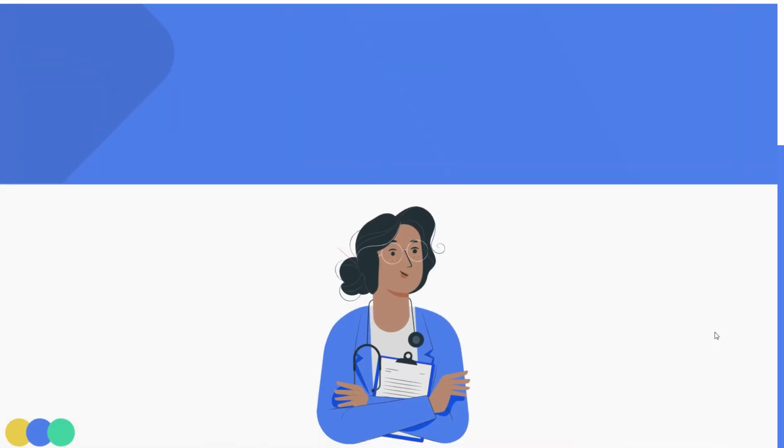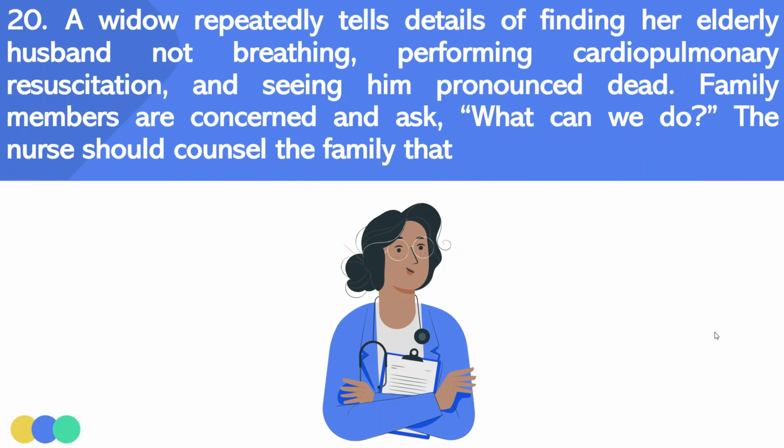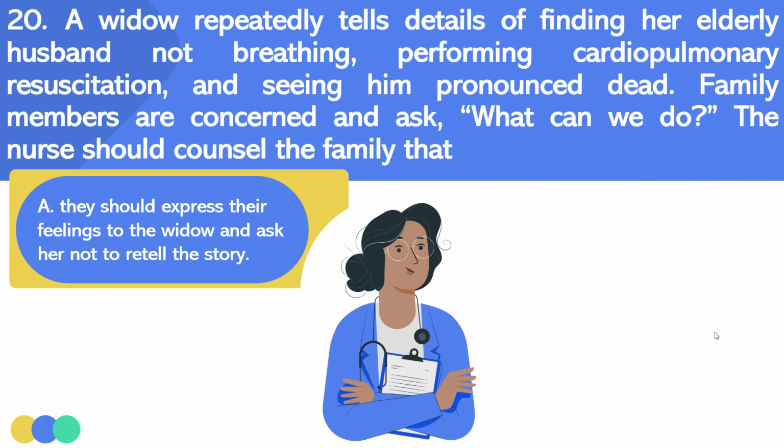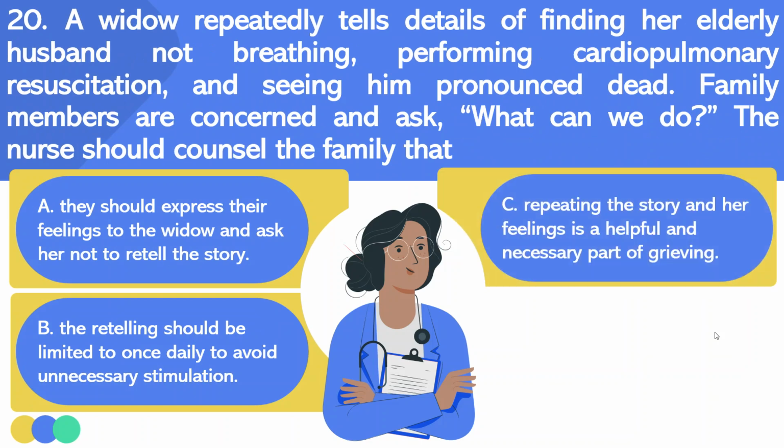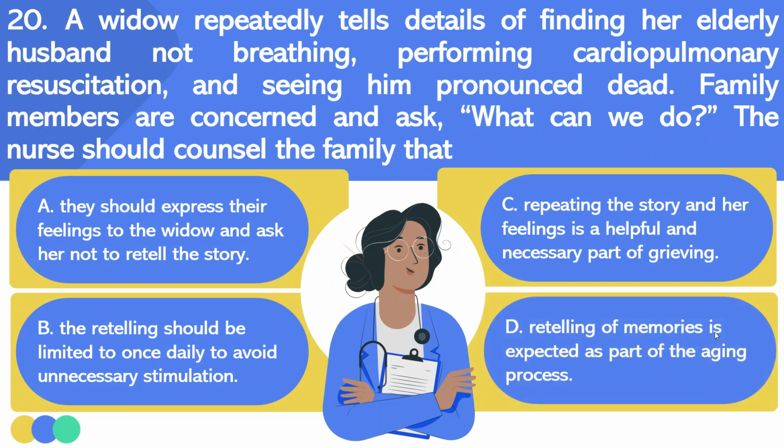20. A widow repeatedly tells details of finding her elderly husband not breathing, performing cardiopulmonary resuscitation, and seeing him pronounced dead. Family members are concerned and ask, what can we do? The nurse should counsel the family that A. They should express their feelings to the widow and ask her not to retell the story. B. The retelling should be limited to once daily to avoid unnecessary stimulation. C. Repeating the story and her feelings is a helpful and necessary part of grieving. Or D. Retelling of memories is expected as part of the aging process.